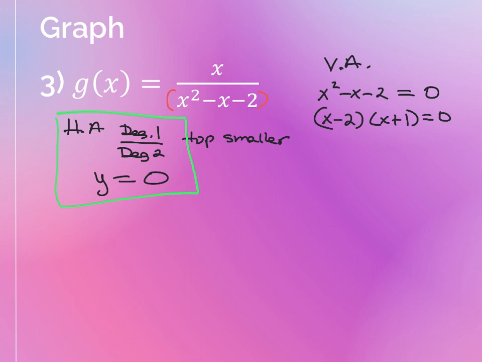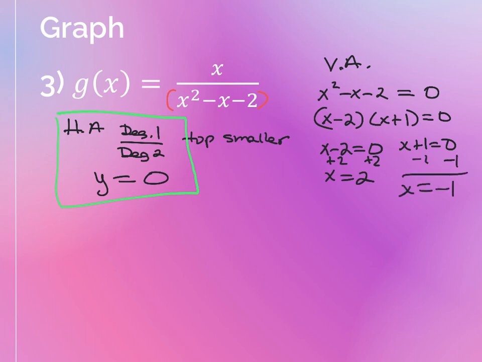Set each of the factors equal to 0. Solve for x on each. So I'll add 2. X equals positive 2. X equals negative 1. This graph has two vertical asymptotes. So one at positive 2 and one at negative 1.